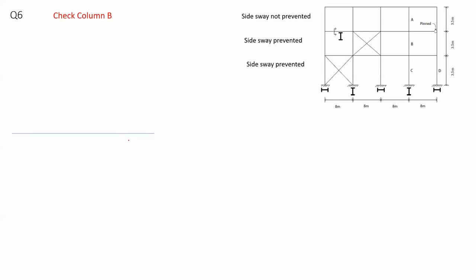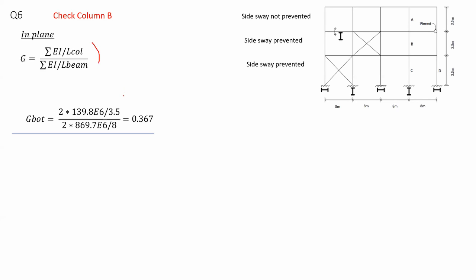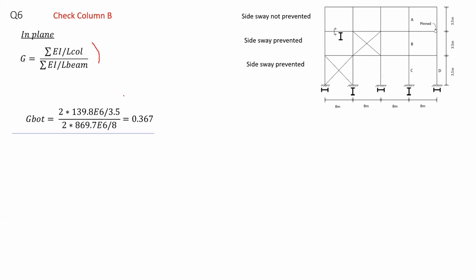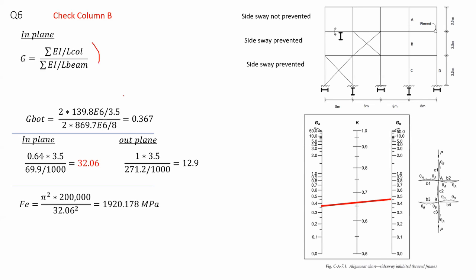Now, coming to column B, checking its capacity, again, we check for the G values. In plane, we start with in plane based on this equation. So first of all, we have the G top. Okay, so for the G top value, I'm calculating it now. G top for column B is this one.